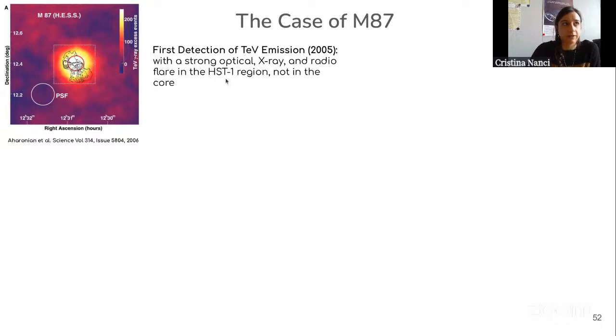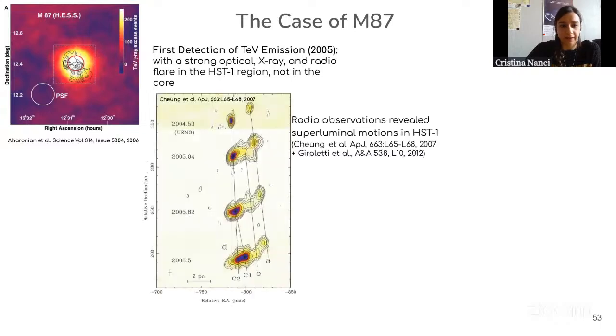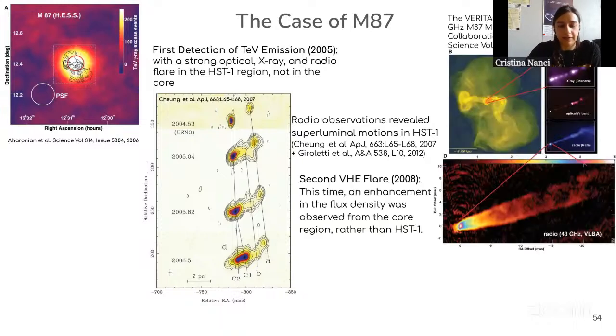That is a region that is separated from the central core by about 70 parsec. And so the flaring activity was found in this HST-1 region, from which the radio observations really revealed superluminal motions that were, in some cases, connected to the very high energy variability.